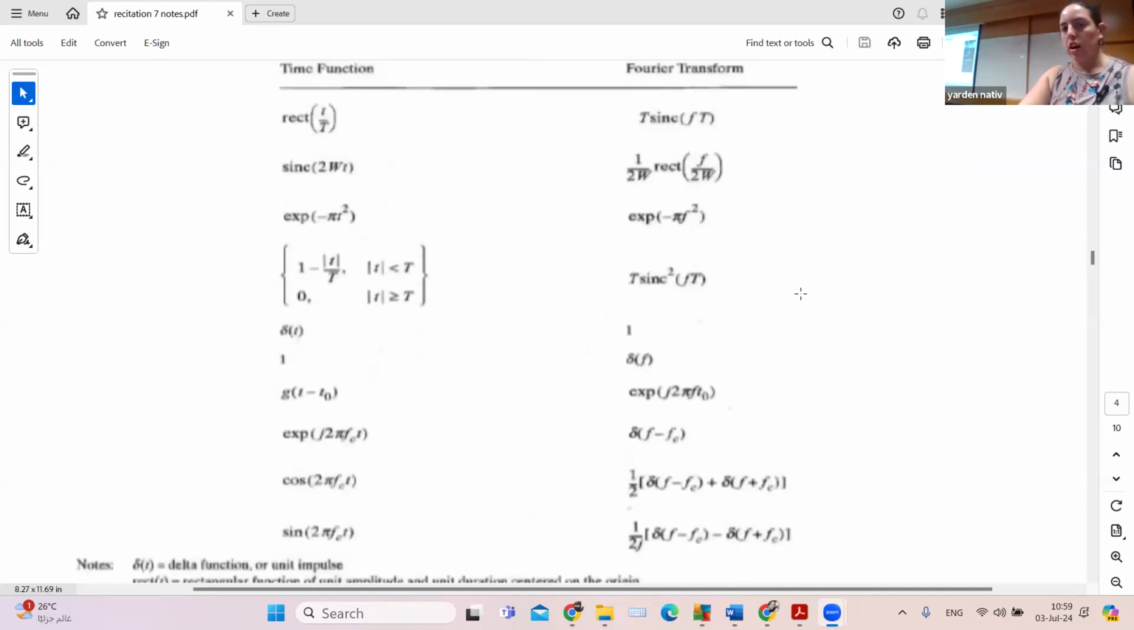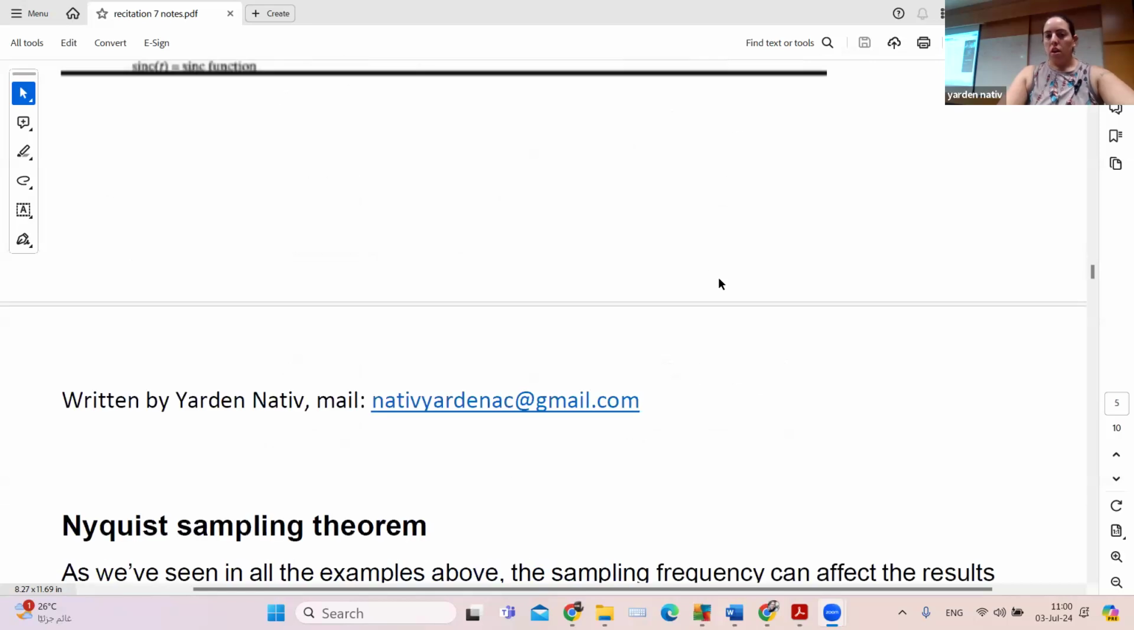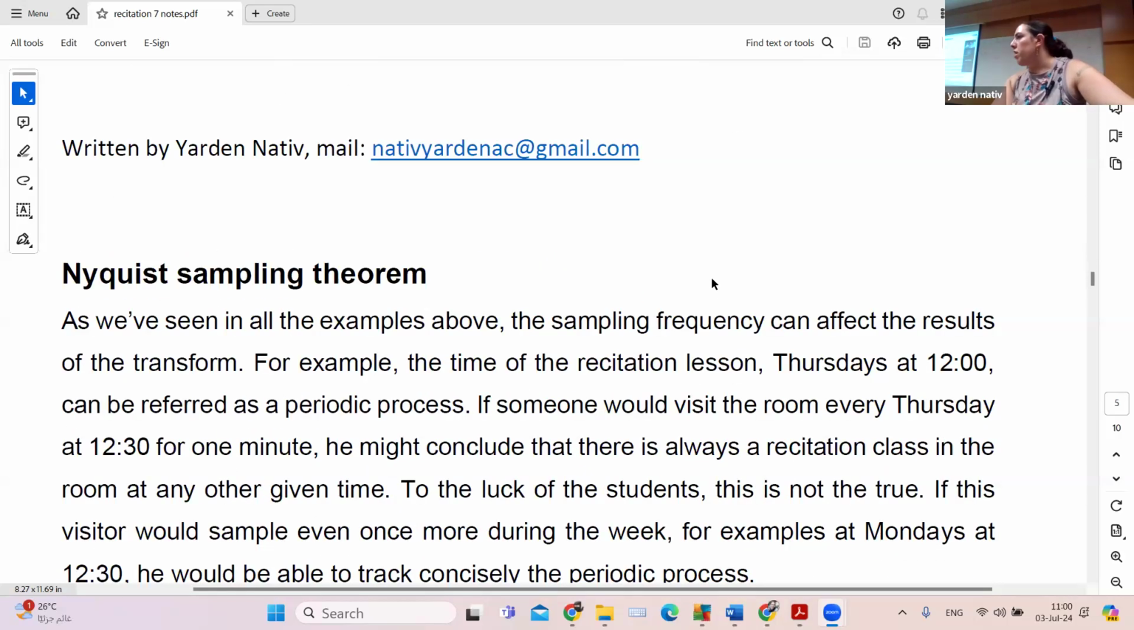Okay, and I'm sorry for the resolution. I can send it to you from the book. So here are the common relations between functions: the rectangle becomes a sinc and the sinc becomes a rectangle, and an exponent stays the same. Therefore, it is easy to see that the cosine and the sine become a delta function, as we've seen. So this is the relation that we will see again and again. Okay, so this is so far.